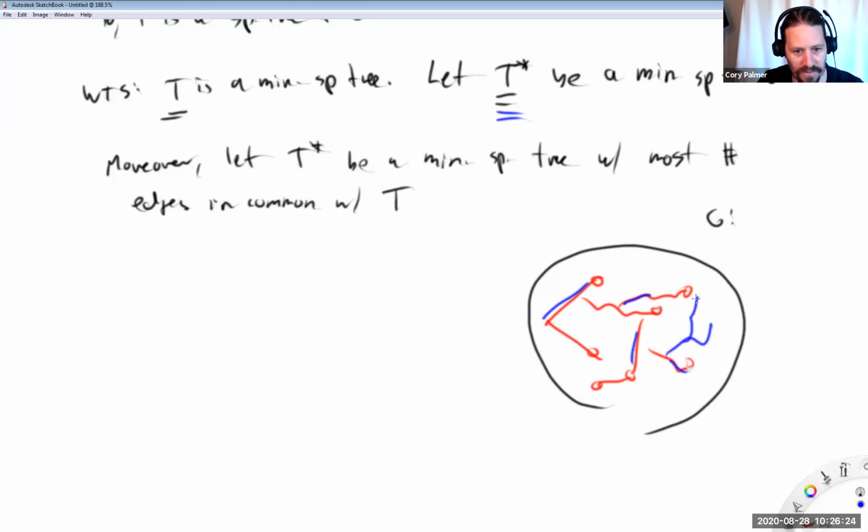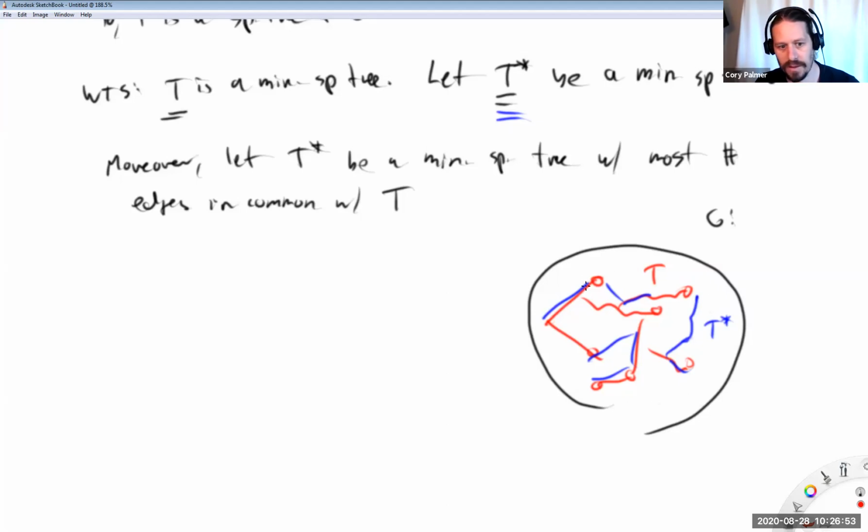Okay, they still hit the same vertices, right? They're both spanning, so that's why it's kind of hard to draw. But let's just pretend here. I don't know, something like that. Maybe I'll erase this one here, since that's not really a thing. Okay, so blue is T star. That's a minimum spanning tree, which exists, but we haven't found. We don't know what it looks like, but we know it exists. And red is T. That's the spanning tree that was produced by the algorithm. And these two have the most edges in common as possible.